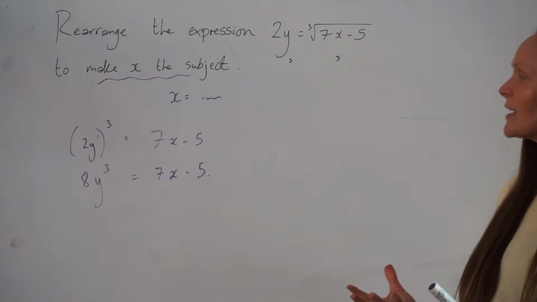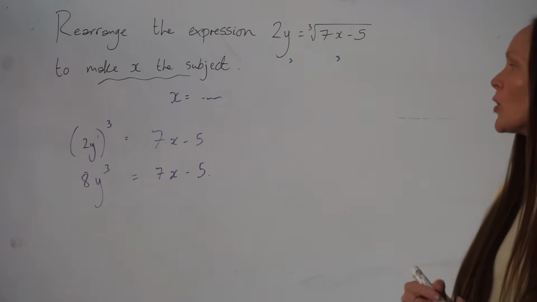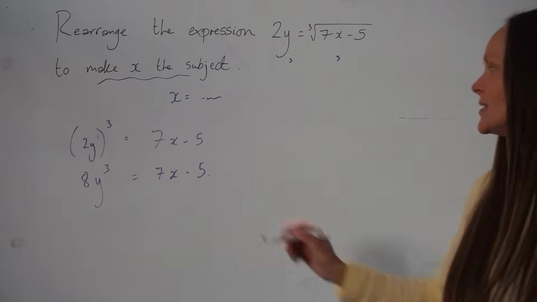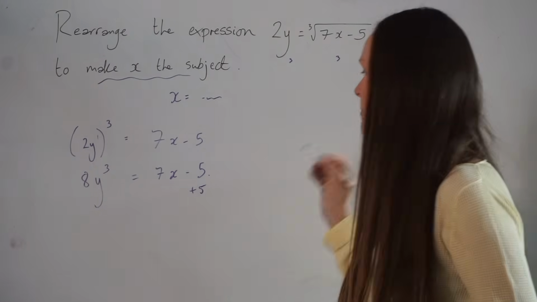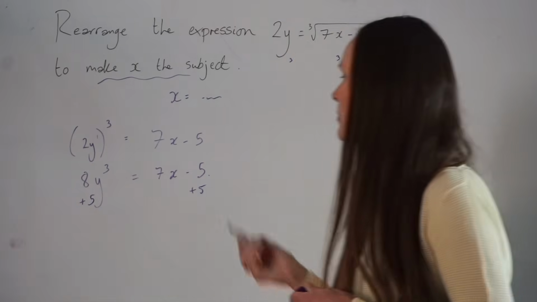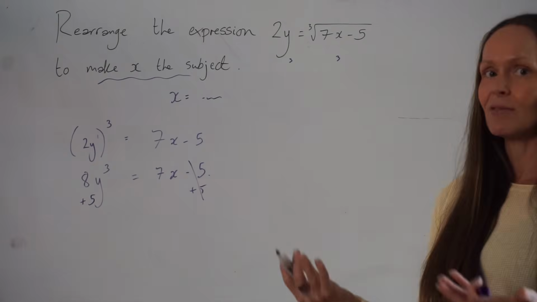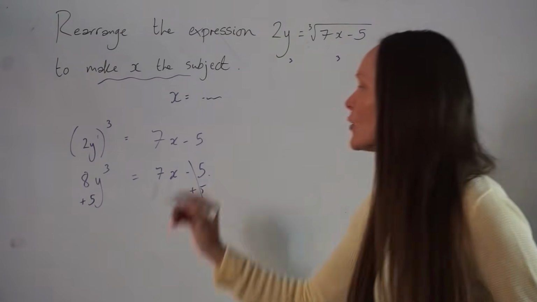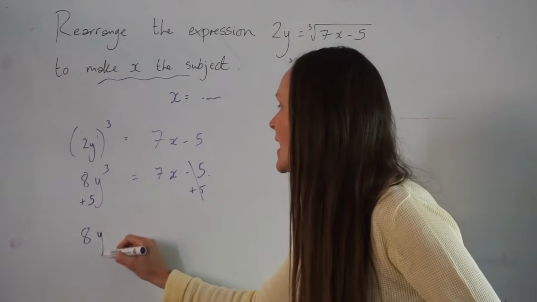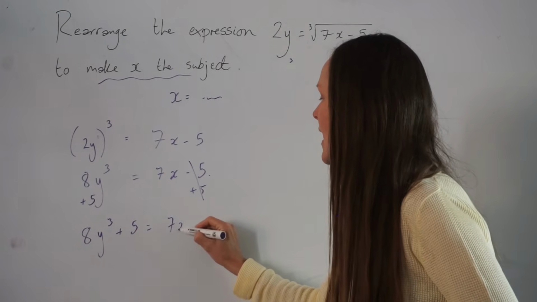Okay, so next what I need to do is do the opposite of subtracting 5. So I'm going to now add 5 to both sides of the equation. Remember, if you do something to one side of the equation, you have to do the same thing on the other side to keep it balanced. So on the right-hand side, negative 5 plus 5 is 0. They cancel each other out. And on the left-hand side, we now have 8y cubed plus 5. And this is equal to 7x.